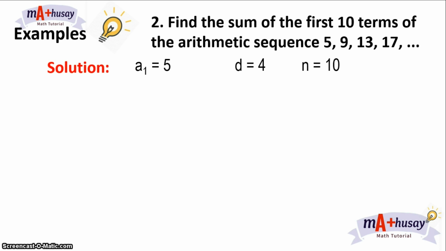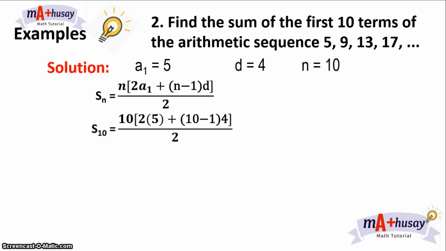So we have to take the common difference. The common difference in this case: to 5, you have to add 4 to get 9. When you add 4 to 9, you get 13. So the common difference is 4. So let's use the second formula. S sub n equals n times the quantity of 2a sub 1 plus the quantity of n minus 1 times d, all over 2. So we substitute the values of a sub 1, d, and n respectively.